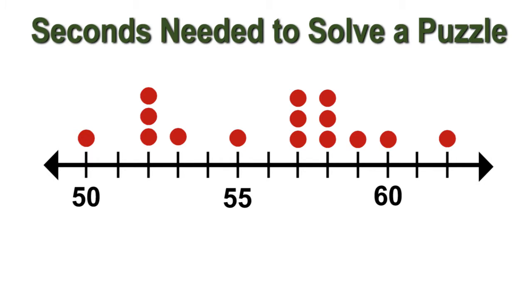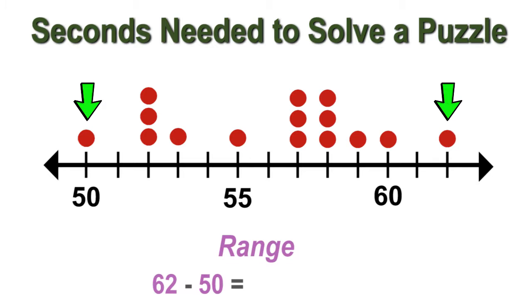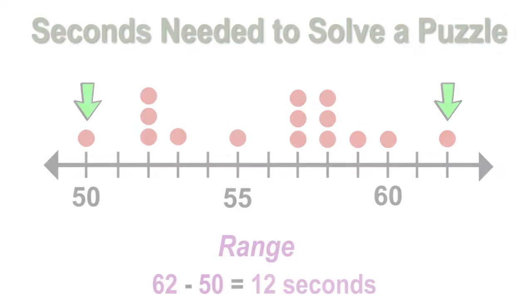Let's find the range for the following data in the dot plot for seconds needed to solve a puzzle. The highest data point is 62 seconds and the lowest data point is 50 seconds. The difference between 62 and 50 is 12. The range of the data is 12. The data is spread over 12 seconds.